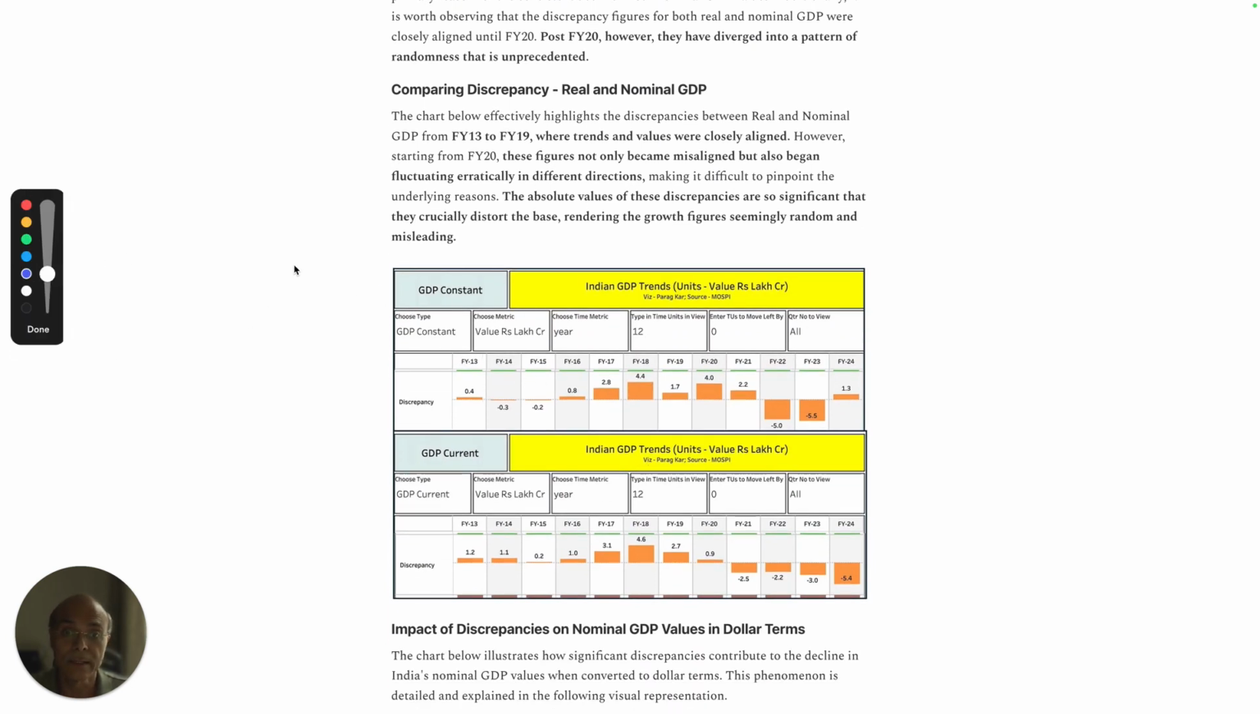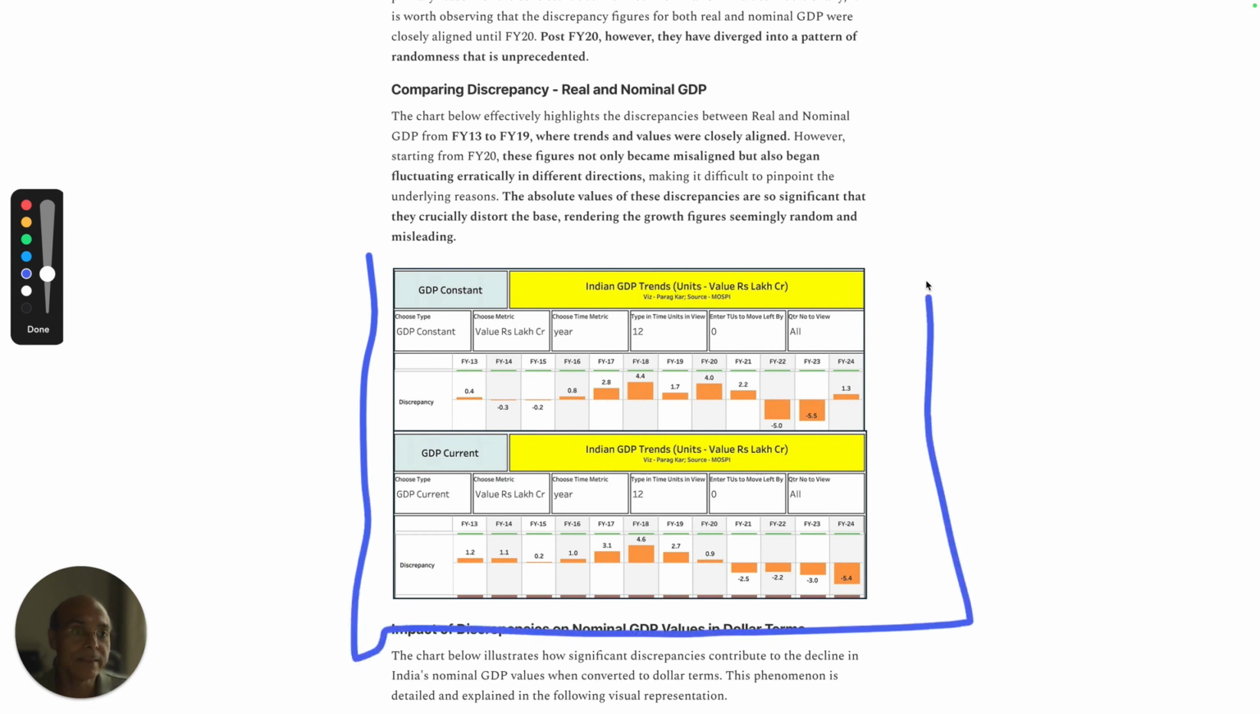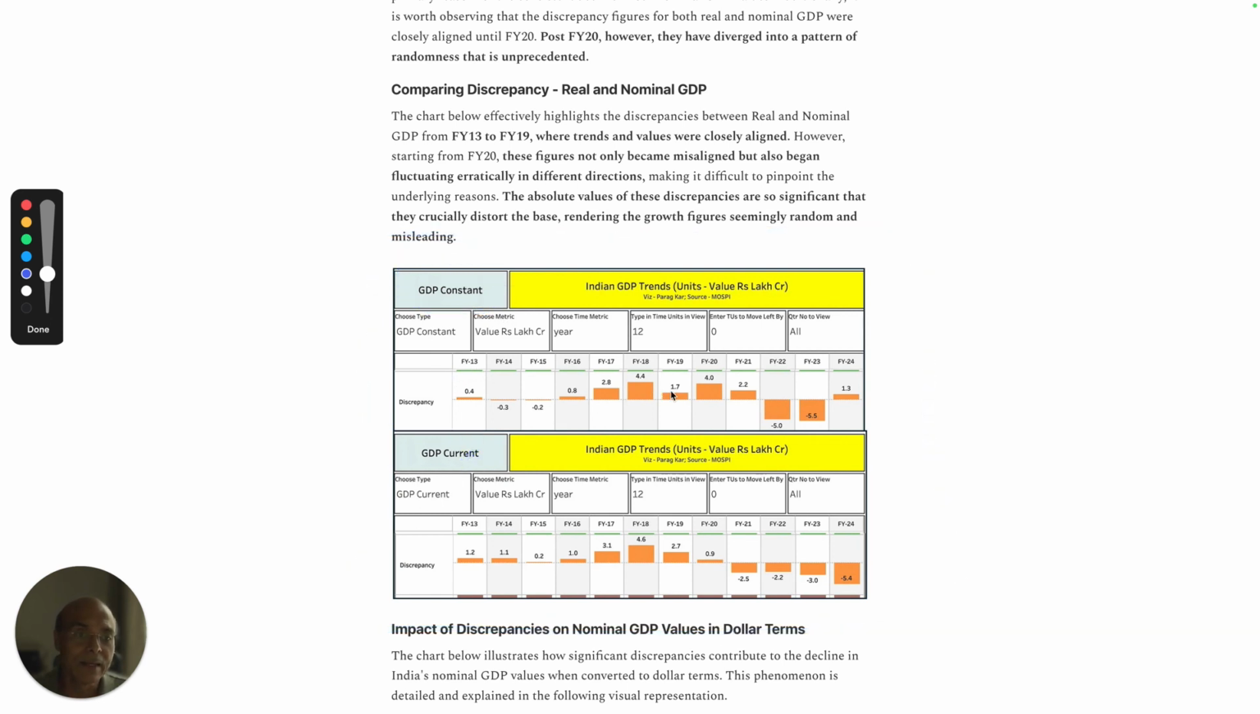You should read my article and look at this table very, very carefully and cautiously, because what this table tells you is the trend of discrepancy between the GDP constant, which is the real GDP, and the GDP current, which is the nominal GDP. Now you notice that from FY13 till FY19, the discrepancy between real GDP and the GDP current has been more or less the same. There have been slight changes here and there, but the numbers have not undulated significantly, right?